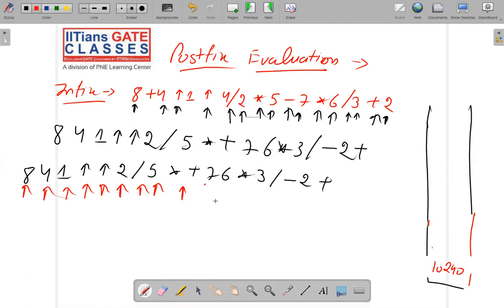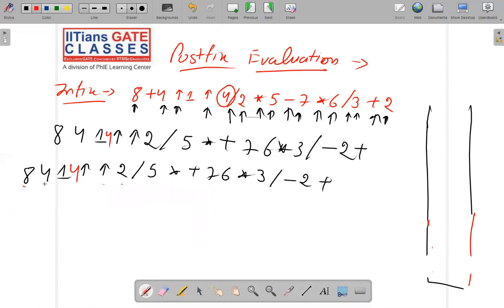Did I do some mistake here? Okay, I missed a 4 here. I missed a 4 here. So actually I missed this 4. So this is not how it is going to be calculated.